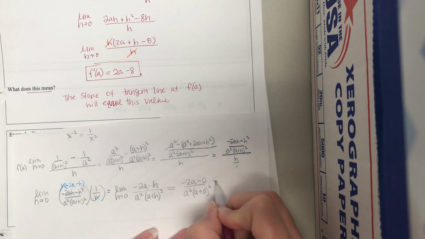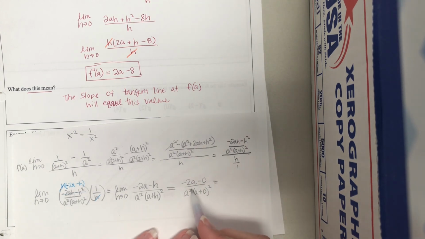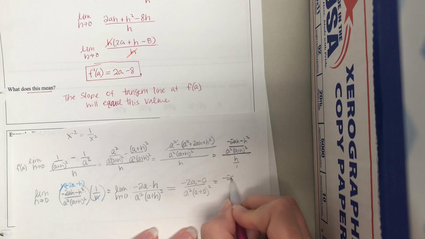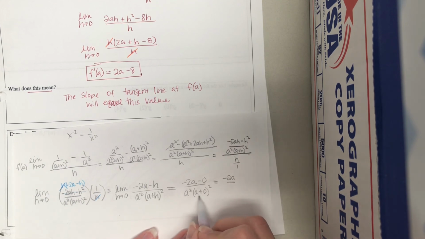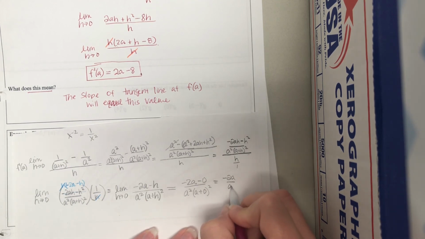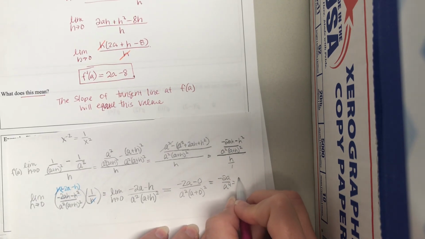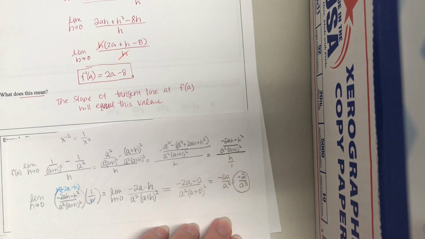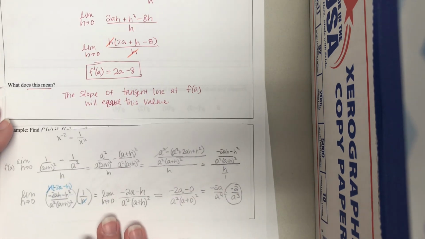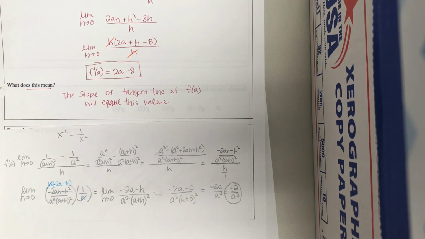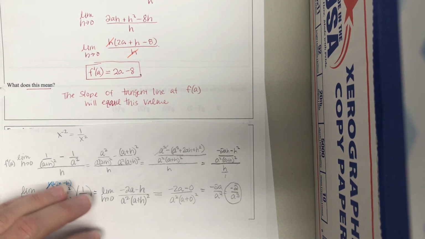Okay, and that's going to leave us with negative 2a over, do you agree this is just a squared times a squared, a to the 4th, and we can cancel out an a, leaving us negative 2 over a to the 3rd, and that is the correct final answer. A lot of work, but that is the correct final answer for that problem.